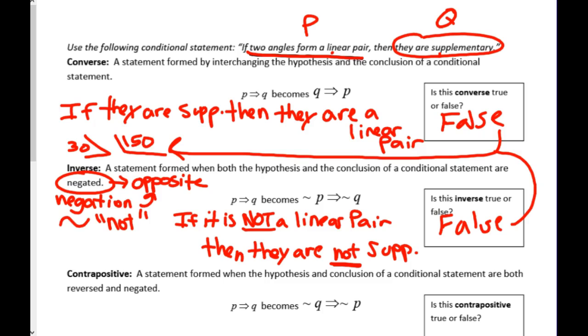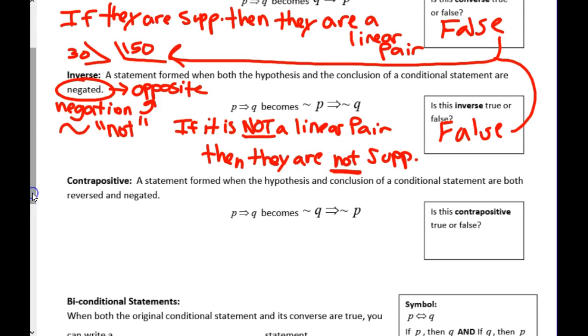All right. Well, anyways, now converse was switch, inverse was flip. What do you think we're going to do with contrapositive? Double, switch and flip. Okay, so check it out. Contrapositive says, a statement formed when the hypothesis and conclusion of a conditional statement are both reversed and negated. Reversed and negated. Okay?